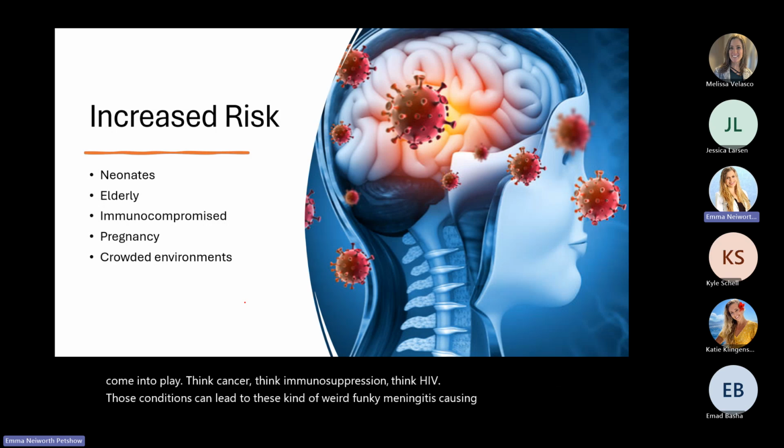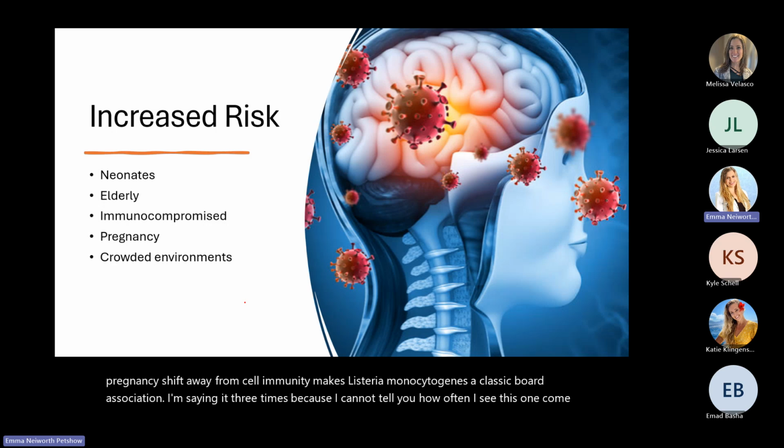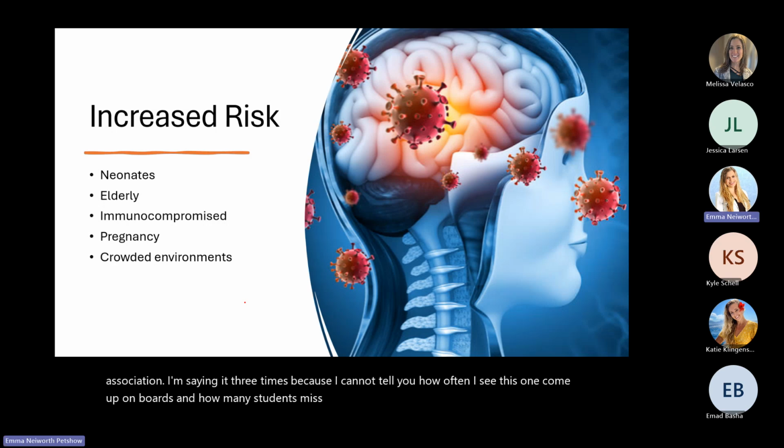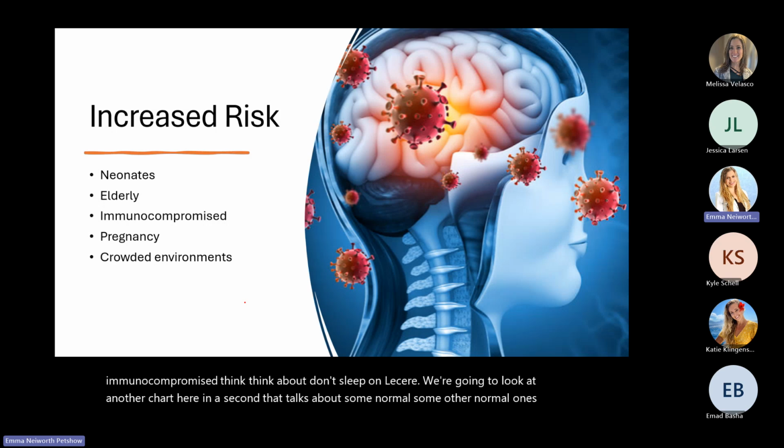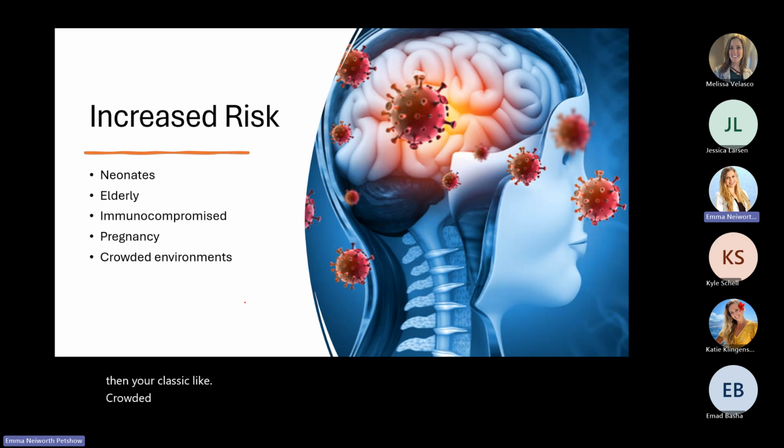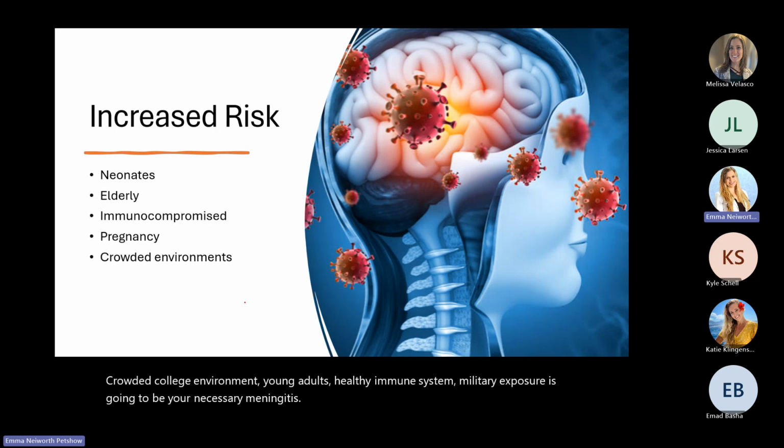Pregnancy, shift away from cell-mediated immunity makes Listeria monocytogenes a classic board association. I'm saying it 3 times because I cannot tell you how often I see this one come up on boards and how many students miss it. So pregnancy, neonate, elderly, immunocompromised. Think about it, don't sleep on Listeria. We're going to look at another chart here in a second that talks about some other normal ones. And then your classic crowded college environment, young adults, healthy immune system, military exposure is going to be your Neisseria meningitidis. That's kind of your classic meningitis presentation. We'll look at them all.